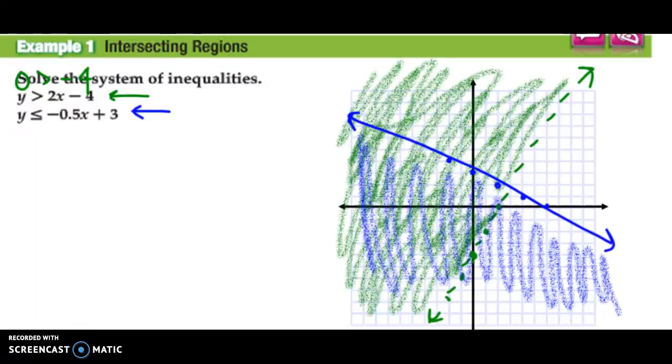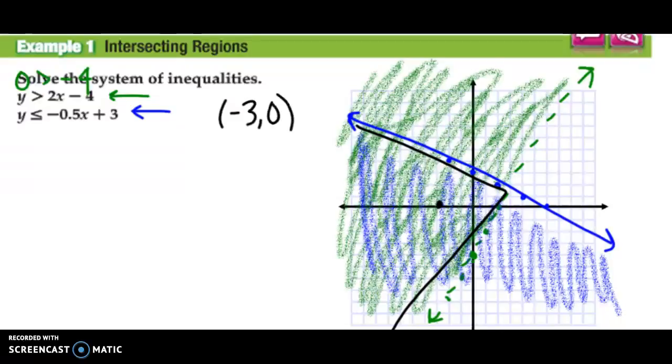And you'll see that there is one area that's actually shaded by both green and blue. It would be this region right here. So that is actually the boundary area, the points that work for both inequalities. Okay? So we could actually try a point. Let's try negative 3, 0. I'm going to try this point right here, just to make sure it works.